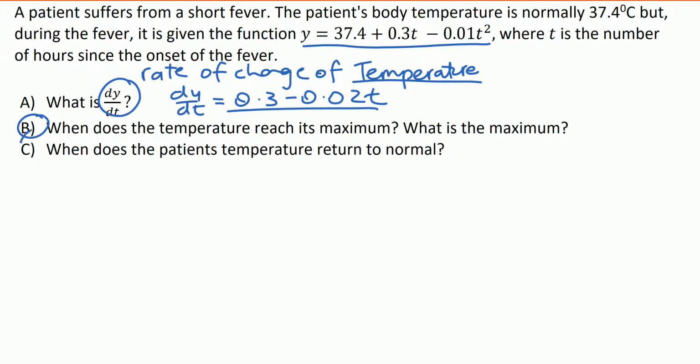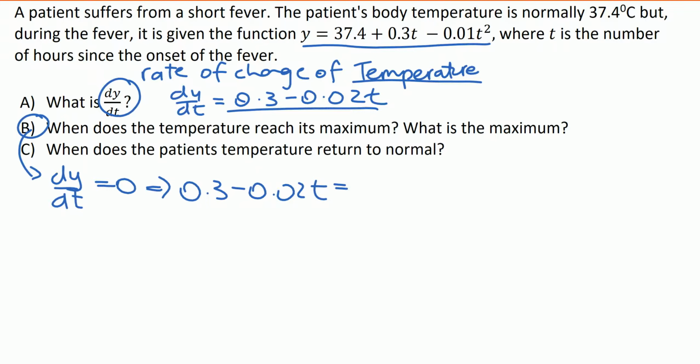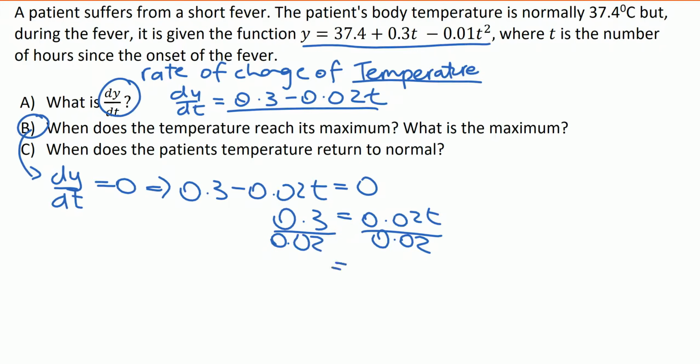Okay, so this one here implies that dy by dt equals 0. So in other words, 0.3 minus 0.02t is 0. How do you solve that one? 0.3 equals 0.02t. Divide by the 0.02. So t is 15. Is that my answer?